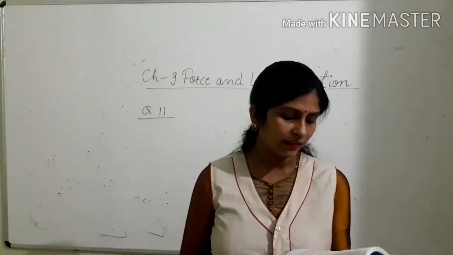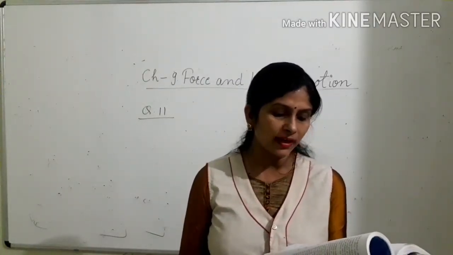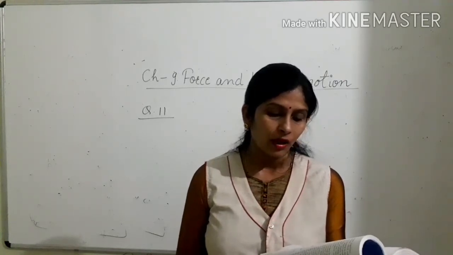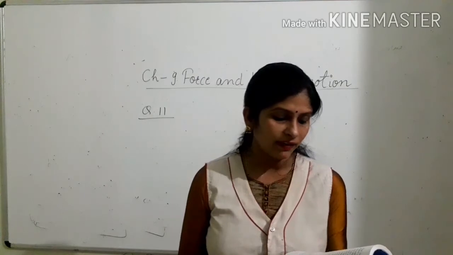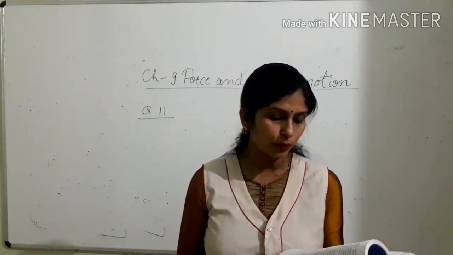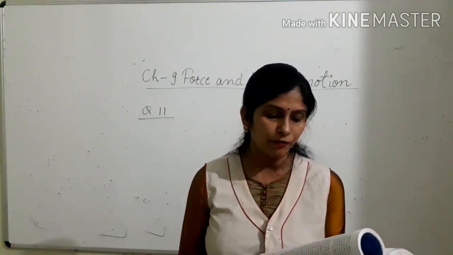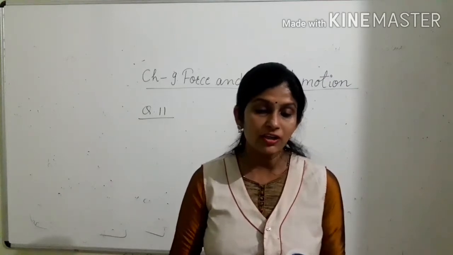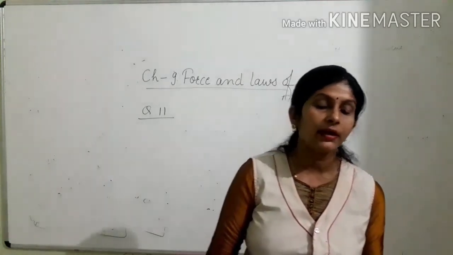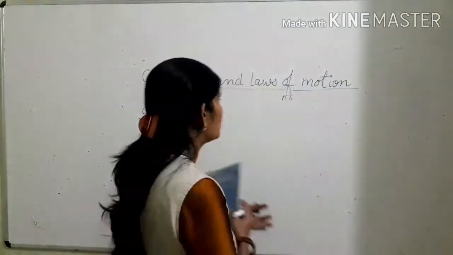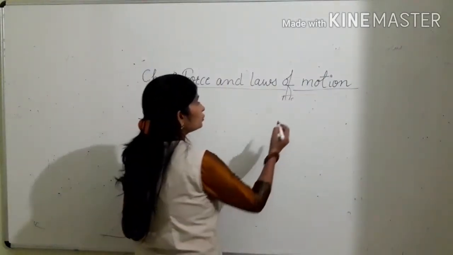Now question number 11. Two objects each of mass 1.5 kilogram are moving in the same straight line but in opposite directions. The velocity of each object is 2.5 meter per second before the collision, during which they stick together. What will be the velocity of the combined object after collision? So what is given in the question?